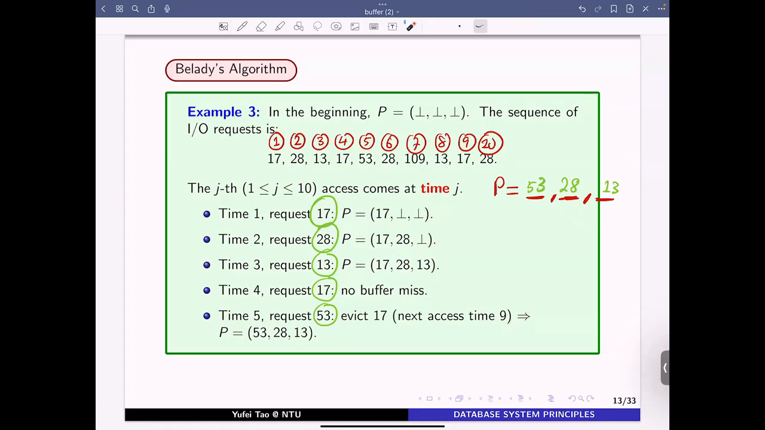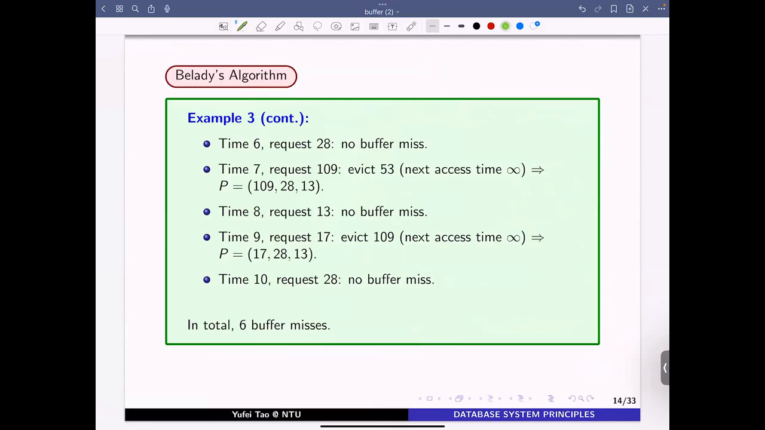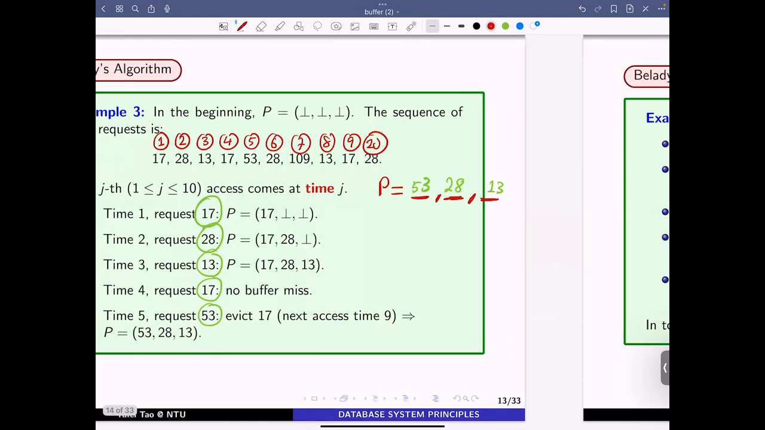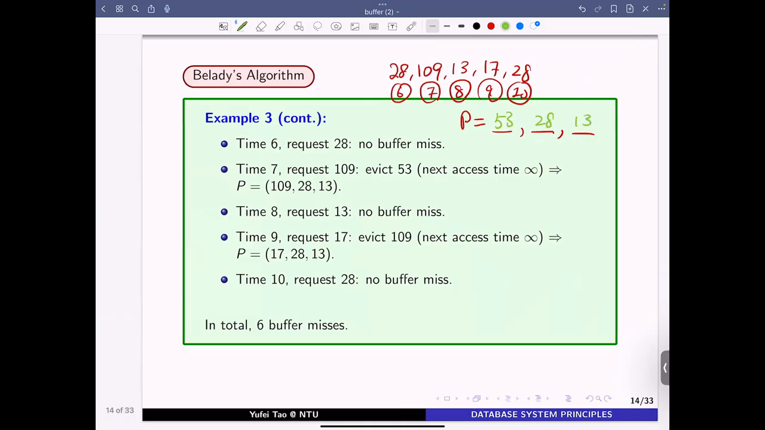So let's continue. Let me write down the remaining requests for you. It's 28, 109, 13, 17, and 28, with timestamps 6, 7, 8, 9, and 10. Currently, what's the buffer? The buffer is 53, 28, and 13. Let's see if it's correct.